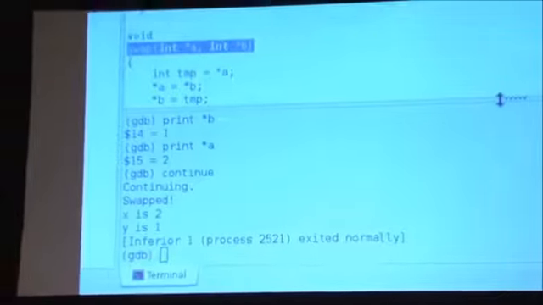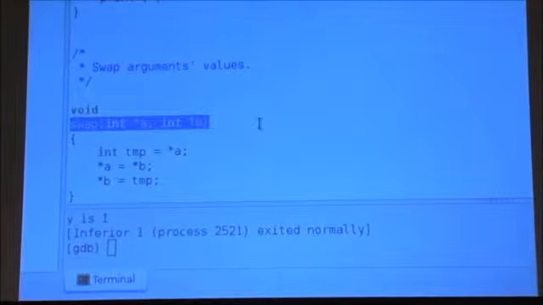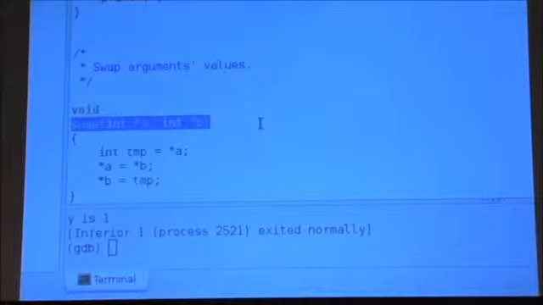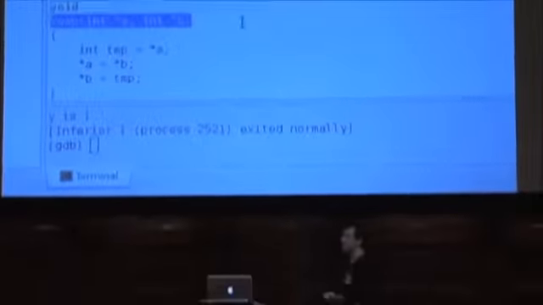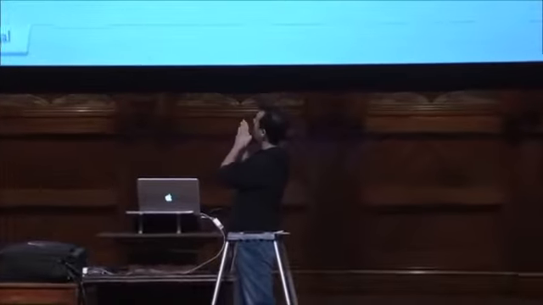When you specify a star in the prototype of a function, for instance, right here in the line I've highlighted, swap int star a and star b, in that context, you are saying a should be a pointer to an int, b should be a pointer to an int. This is identical to, well, let me not go there yet. So that's all that's saying. That is the data type of a and b.